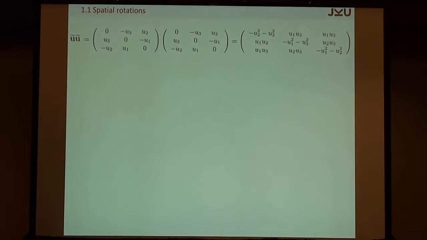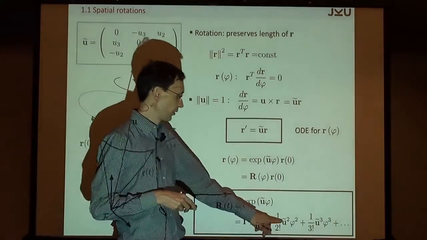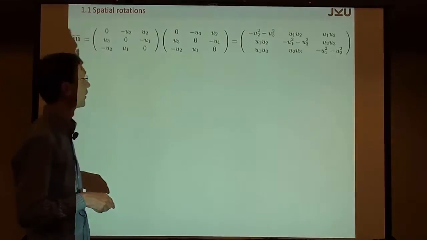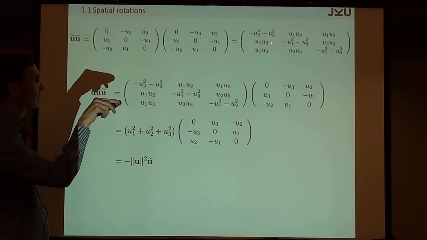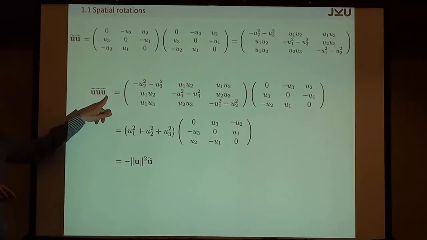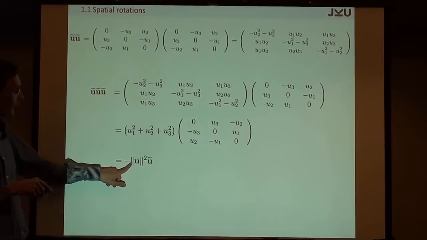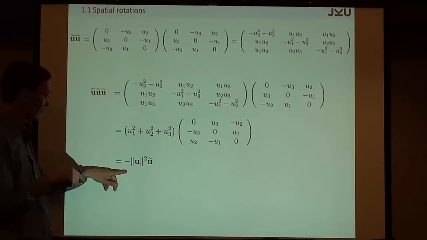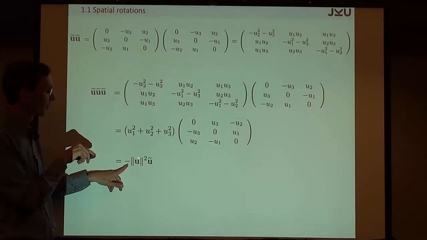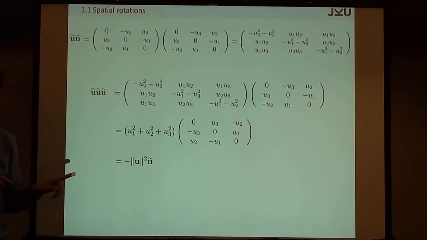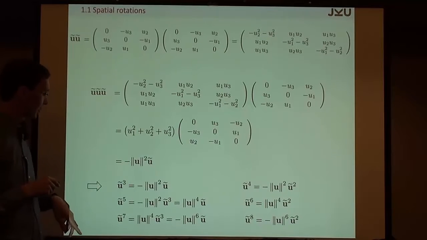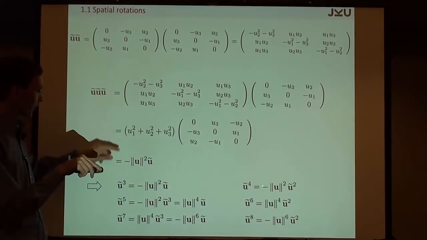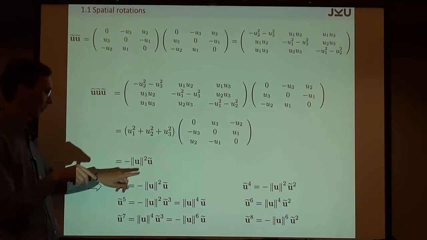That makes complete sense. But we have to take care of u tilde squared, u tilde to the power of 3, and so on. If you just multiply this out, you get something. So this is just the square. But if you take this matrix times u tilde again, what you get is minus the norm of u squared times u tilde. And that's interesting because once you have this, you can multiply again with u tilde, and you get u tilde to the power of 4, which is just the norm squared times u tilde squared. And so on and so on.